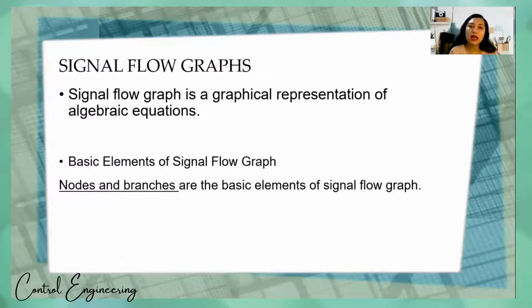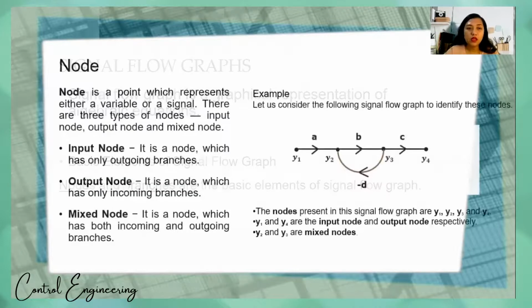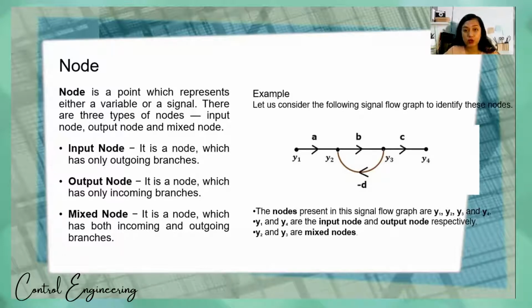Now, let us discuss the signal flow graphs. A signal flow graph is a graphical representation of algebraic equations. These are the basic elements of the signal flow graph: the nodes and the branches. A node is a point which represents either a variable or a signal. There are three types of nodes: input node, output node, and the mixed node.